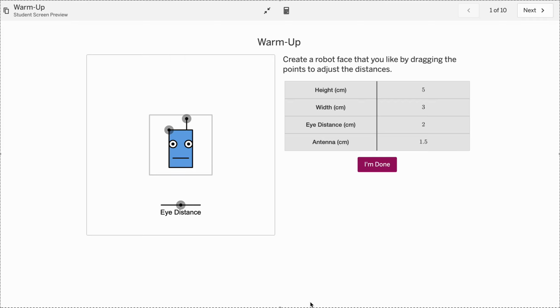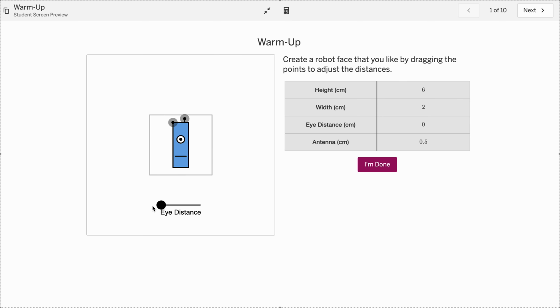Hello. Okay, so this is Unit 2, Lesson 1, called Scaling Robots. As you can see, our warm up says create a robot face that you like by dragging the points to adjust the distances. I can take this antenna and move it up, move it down, and move this part up and down, in and out, so I can make my robot super short and skinny or fat or big or however I want.